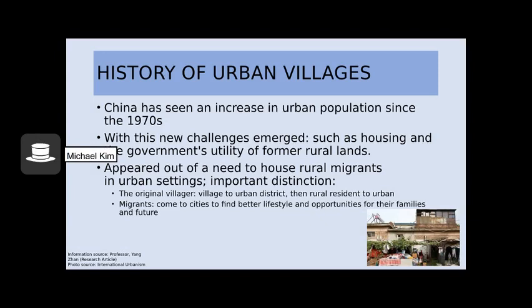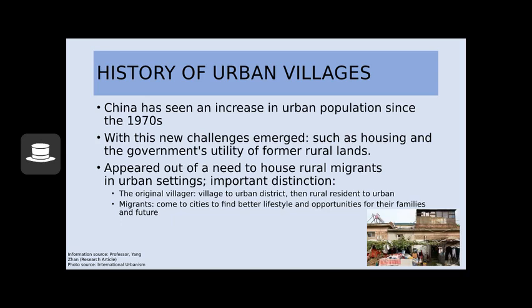China saw an increase in urban population around the 1970s. This has roots with the changing of the household registration system in the 1950s set by the Chinese government. With the rise of urban residents, new challenges emerged, such as housing these newcomers and the government's usage of former rural lands for urbanization. From these challenges appeared a need to house rural migrants in these new urban areas.